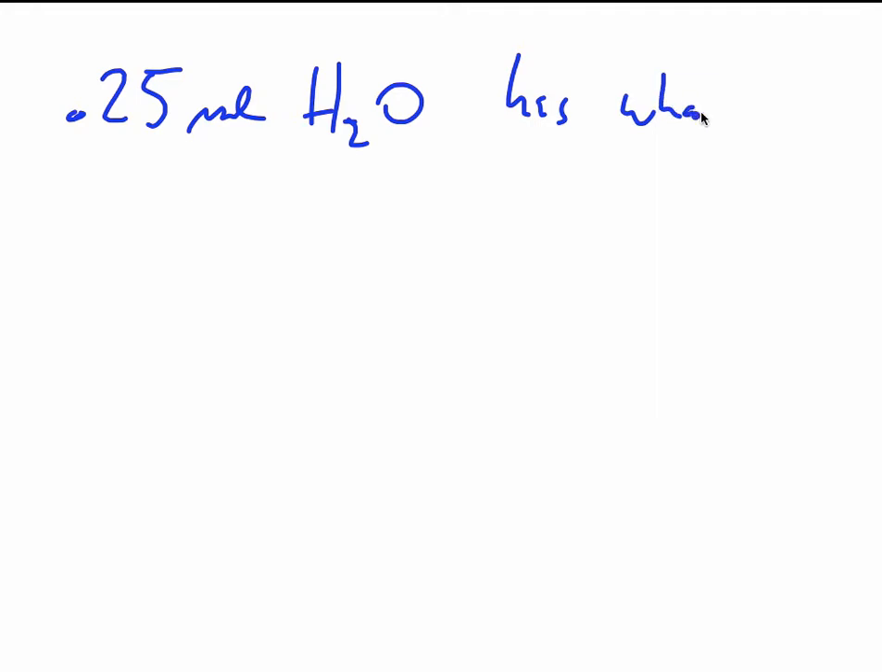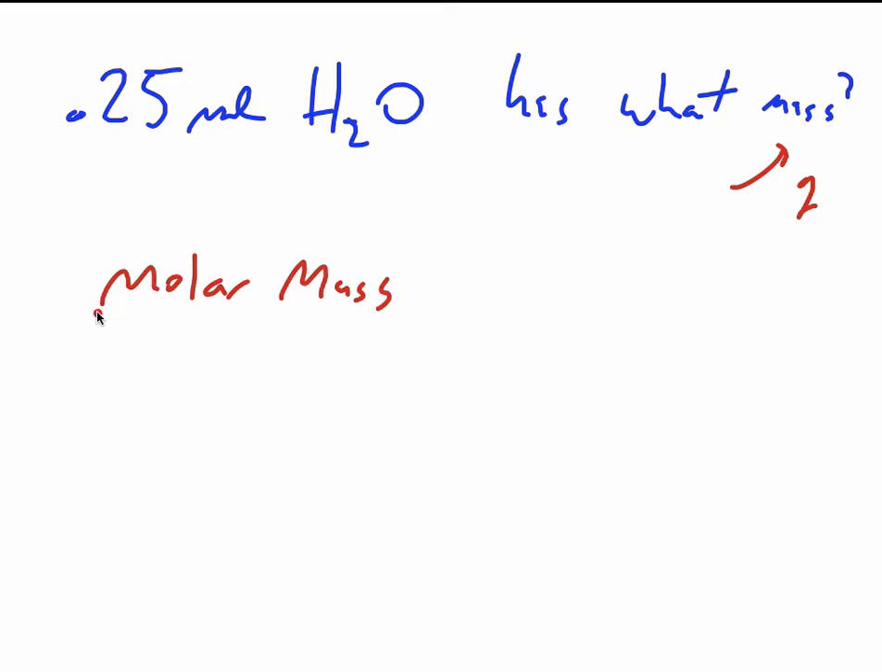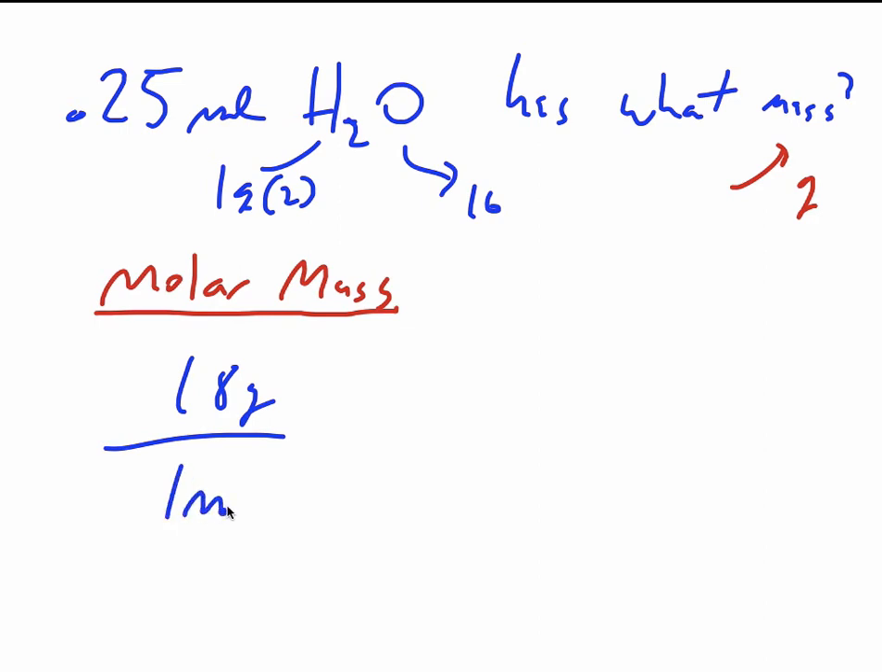Let's do another problem in the reverse direction. Let's say now I have 0.25 moles of H2O. It has what mass? You might know that mass, I know it's grams. The first thing I'm going to do is get my molar mass. In order to do that, I know that hydrogen has a mass of 1 gram per mole, and there's 2 of those, and oxygen is 16. So if I add those up right here, I get 18 grams per every 1 mole.